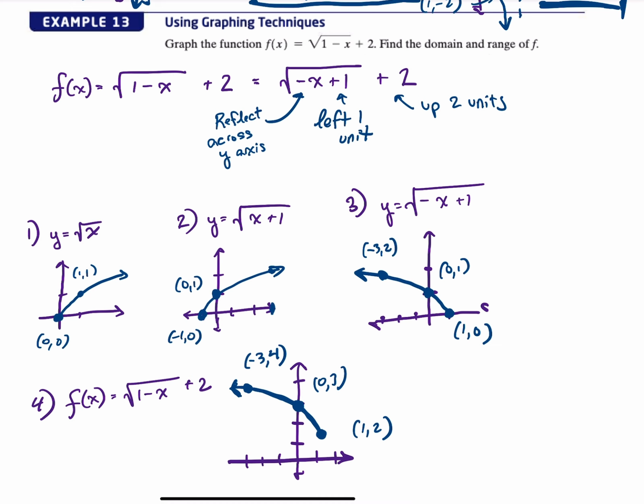So let's list our domain and range. Our domain, it's nice to have the graph to look at, so that's part of why this technique is very useful. So domain in this case, it goes all the way to negative infinity and stops at positive 1.